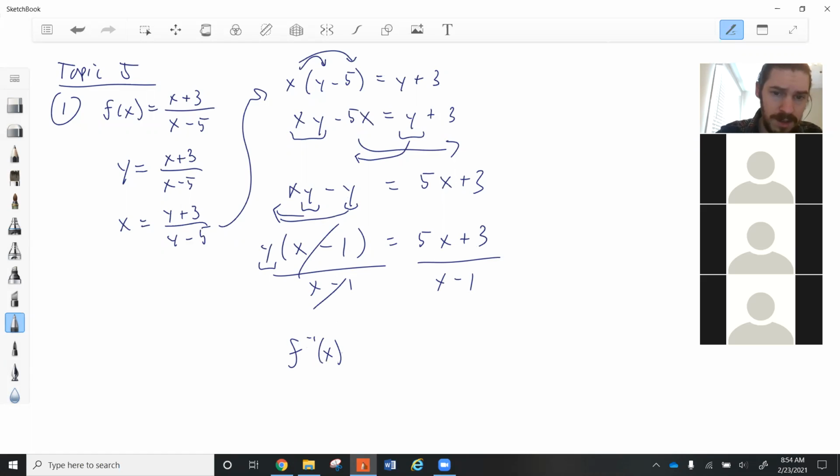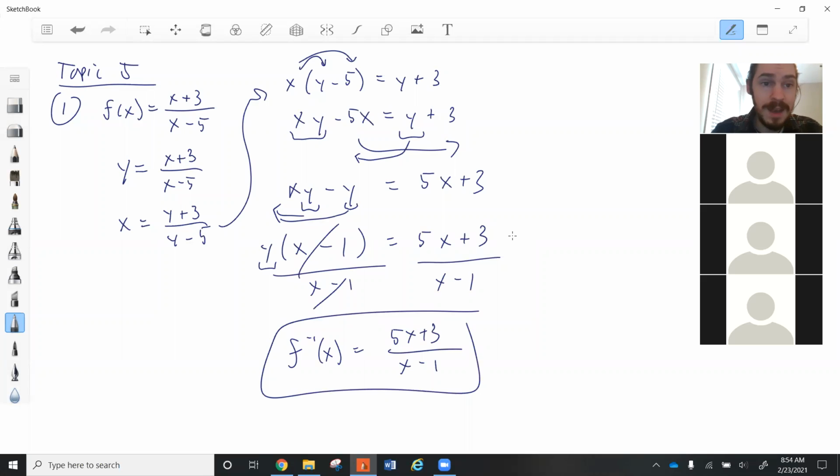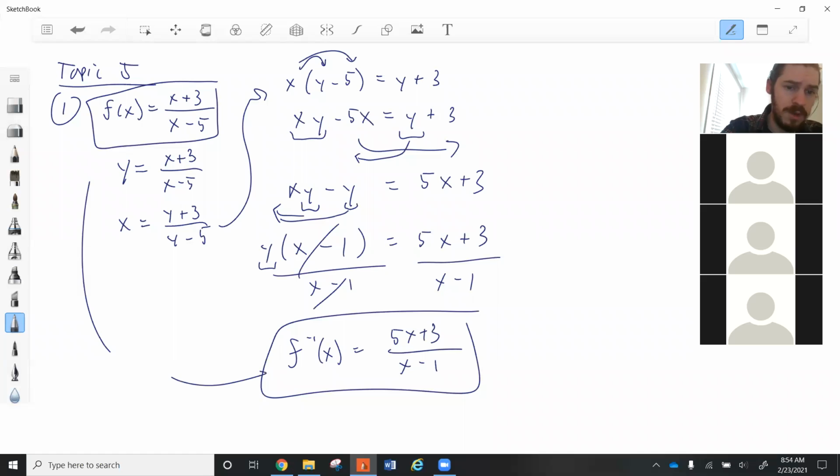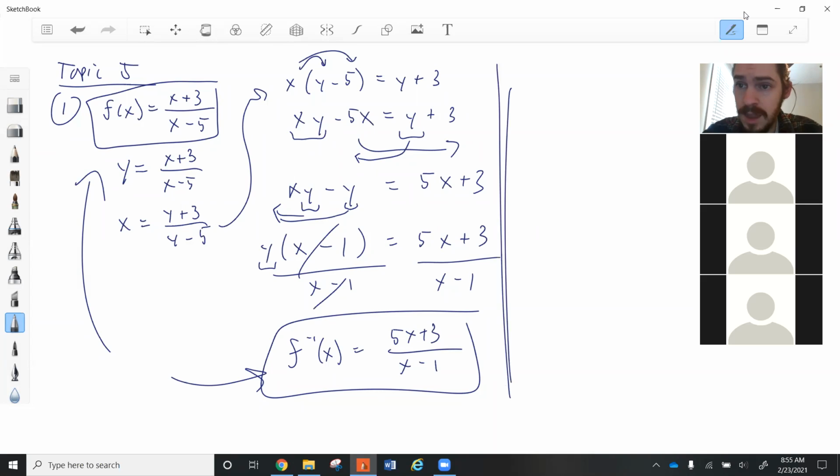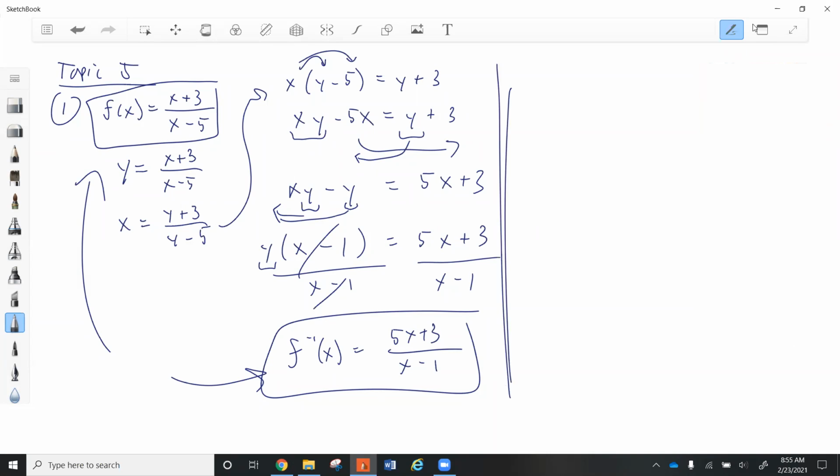f inverse of x equals 5x plus 3 over x minus 1. That's how you do that. And then you can check that f and f inverse, if you compose them together, totally cancel each other out and just give you x. Some of you checked that, and I appreciated that. I didn't actually ask you to do that. Some of you did it anyway, and that was cool.